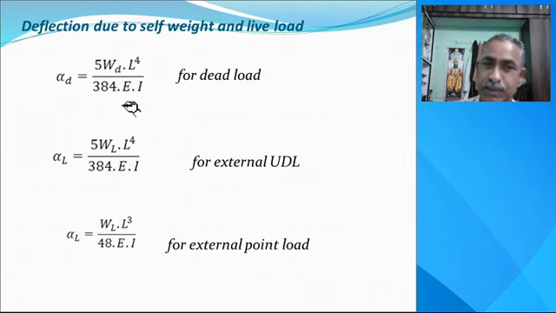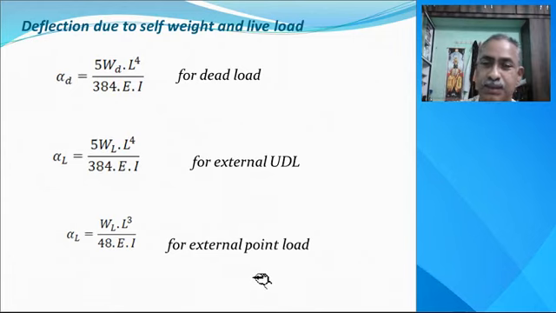In that case, the dead load is a UDL, and this is the standard case. If the beam is subjected to UDL, instead of W we can say WD due to the dead load: 5 WD L to the power 4 divided by 384 EI. Similarly for the live load, I have replaced WD by WL, and it is the same thing. This is due to the external or superimposed load.